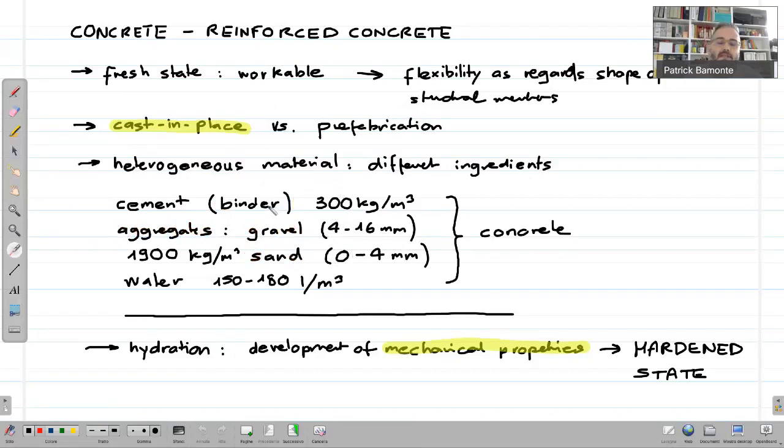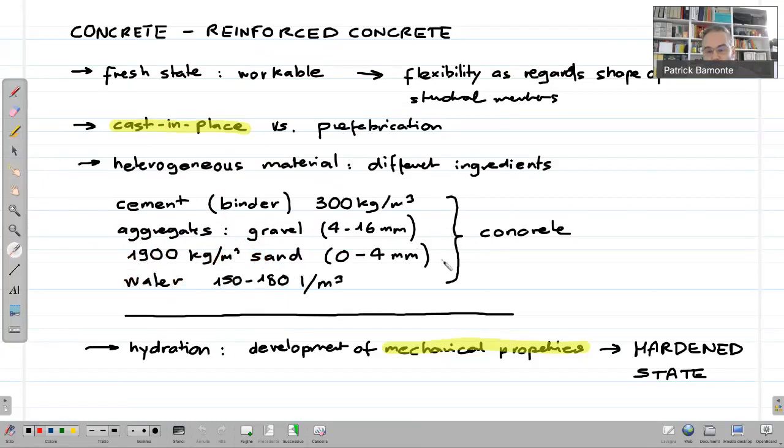Now, these, of course, are numbers I gave, also the proportions, so 300 kilograms per cubic meter and 1900 kilograms per cubic meter. These were figures I gave to just give you an idea, to let you taste a little bit what concrete is about. But of course, it was not mandatory to remember these figures by heart. And then, of course, there is water, which is given typically in liters per cubic meter, ranging between typically 150 and 180 liters per cubic meter.